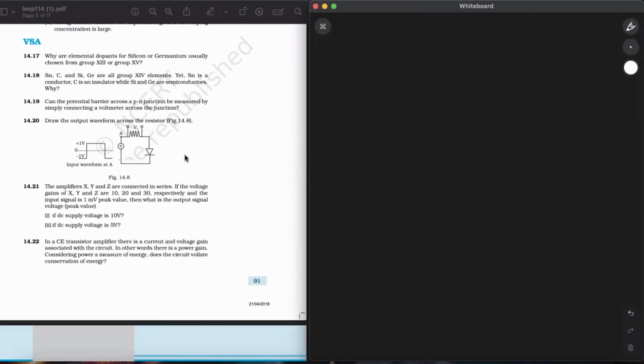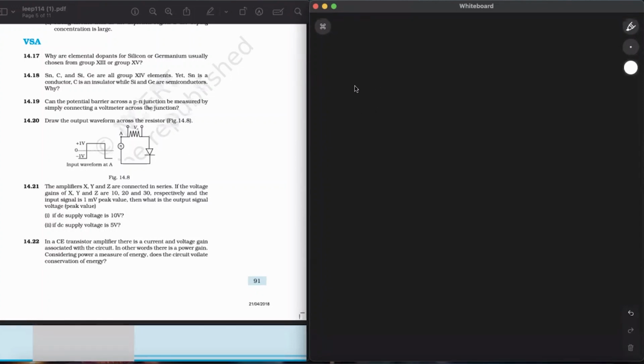So now, tin, carbon, silicon, and germanium are all group 14 elements. Yet, tin is a conductor, carbon is an insulator, while silicon and germanium are semiconductors. Why? In order to answer this, we have to talk about the conduction level of any element. This conduction level will depend on the energy gap between its conduction band and valence band. In conductors, there is no energy gap between the conduction band and valence band. For an insulator, the energy gap is large, and for a semiconductor, the energy gap is moderate.